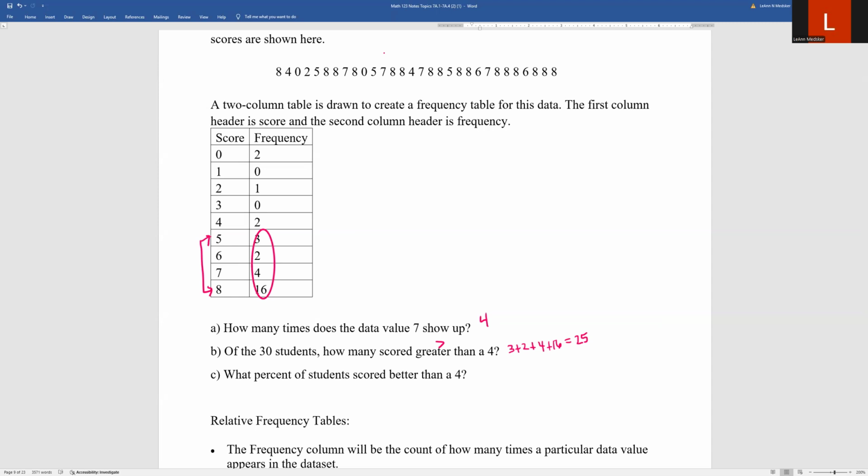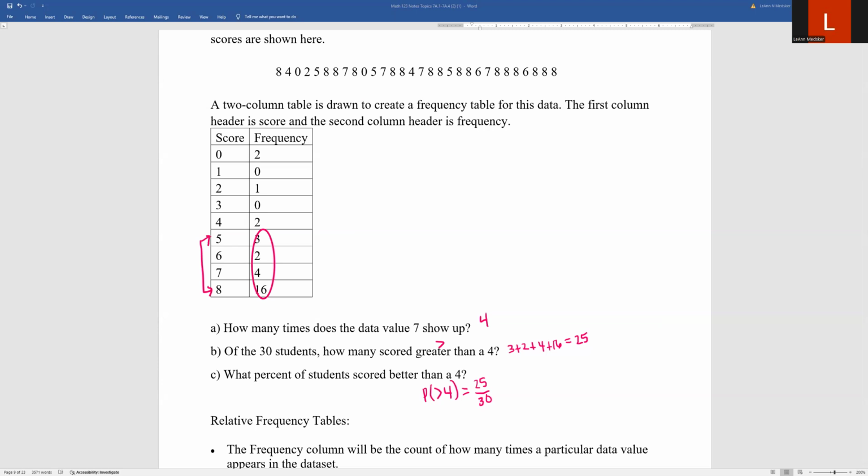What percent of students scored better than a 4? So that's the greater than a 4 again. Percent is like probability. So the probability that someone scored greater than a 4 will give us either a fraction or a decimal, but we can turn that into the percentage. There were 25 students out of a total of, remember they told us this was 30 students, but you could add all these up to see how many students there are. Then we're going to turn that into a decimal first and then into a percentage.